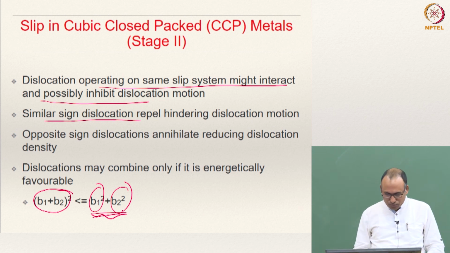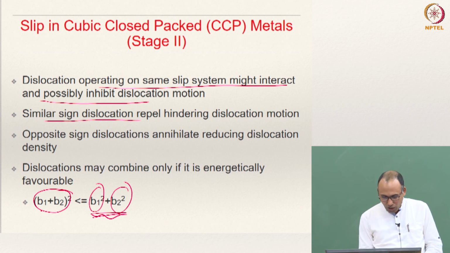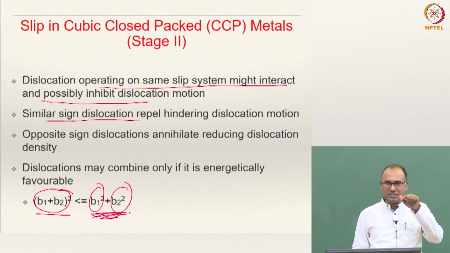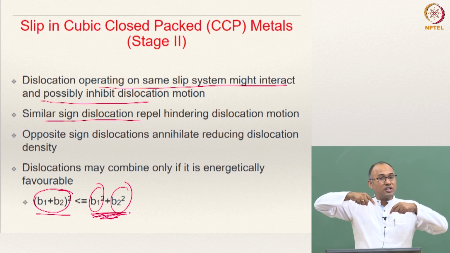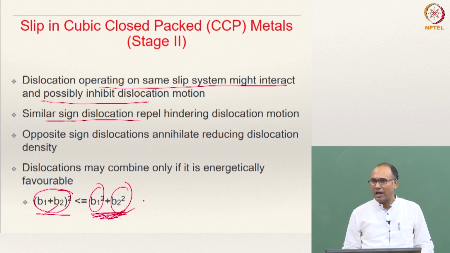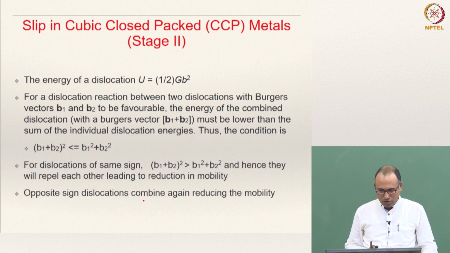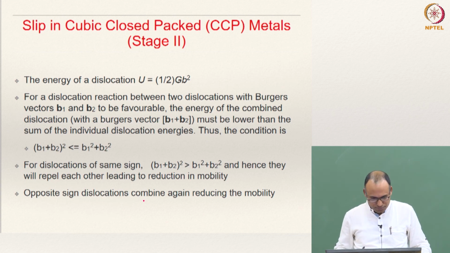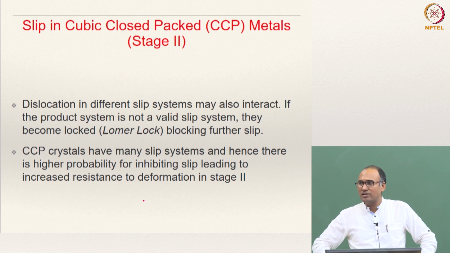So, if you see this, if the dislocations are of opposite sign, then what happens? When the dislocations are of opposite sign, always this quantity is going to be smaller than this quantity, isn't it? And that is the reason why when two dislocations are of opposite sign, they nicely combine. But if the dislocations are of the same sign, then this quantity is going to be larger than this quantity, and hence they have no option but to repel. And so that is about dislocations in the same slip systems.